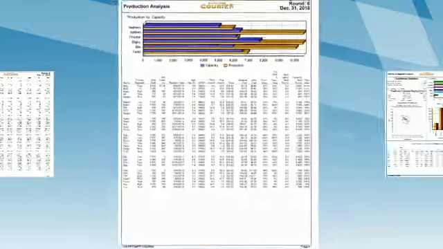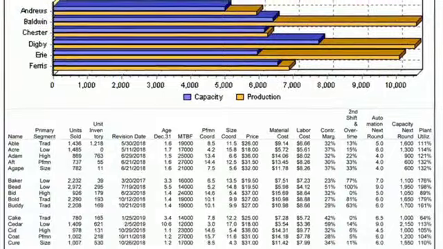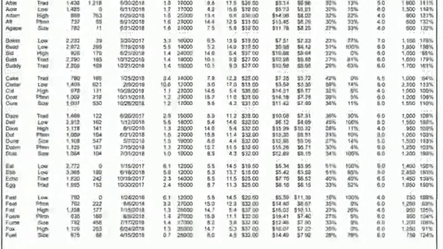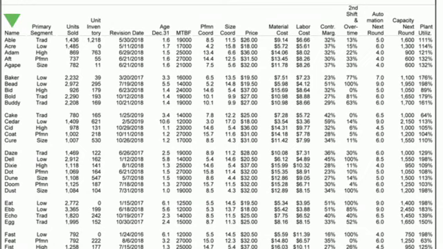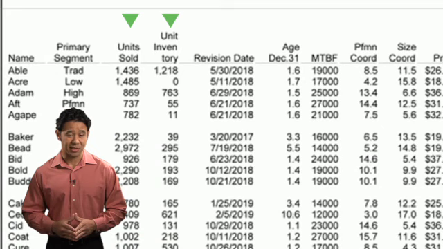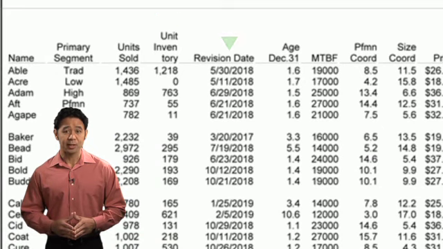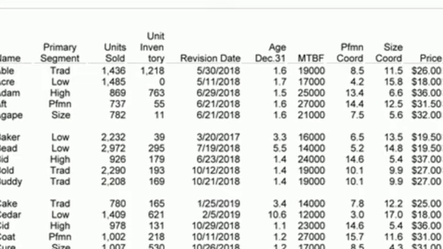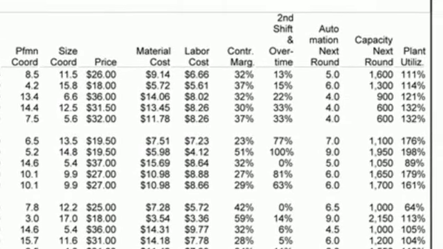The production information area of the production analysis gives you a snapshot of last year's sales activity. Every publicly known product in the market will be listed here. Generally, high sales and low inventory are good signs of success. The revision date is when the product was invented or last revised. The contribution margin percentage is sales minus labor, material, and inventory carrying costs, divided by sales.